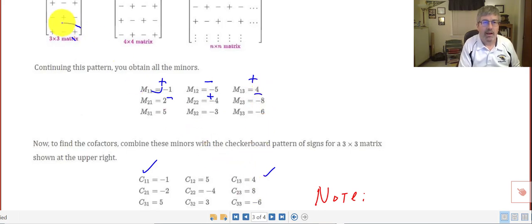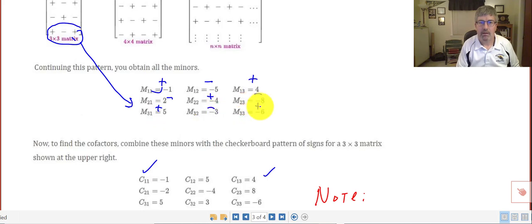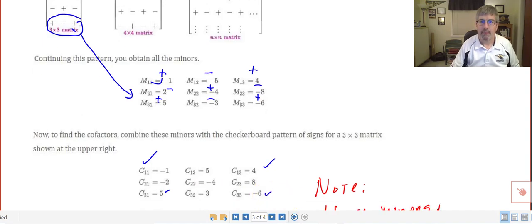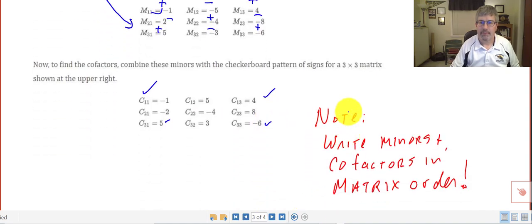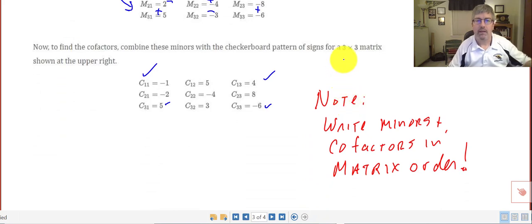Then I grab my signs for the third row and I bring them down and apply them to M31. So that's going to be positive, negative, positive. So the positive of +5 is still 5. The opposite of -3 is 3. And the positive of -6 is still -6. So again, we've written the minors and cofactors in matrix order.